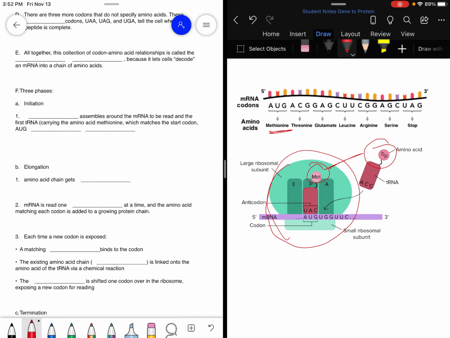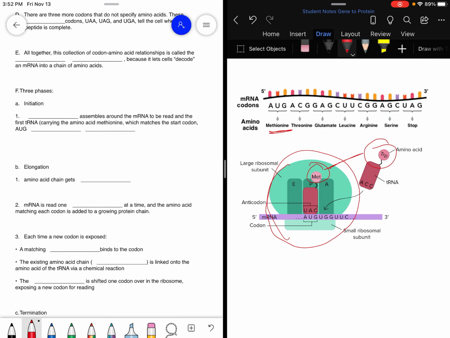In initiation, the ribosome will assemble around the mRNA to be read, and the first tRNA carrying the amino acid methionine, which matches the start codon AUG. This setup is called the initiation complex, and it is needed in order for translation to get started in every single case.